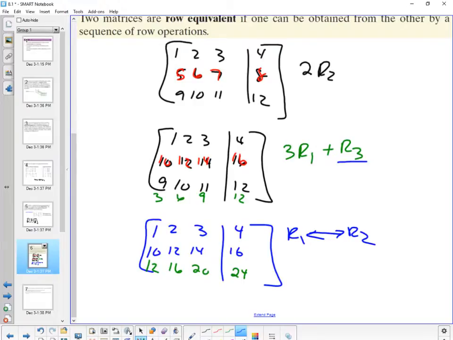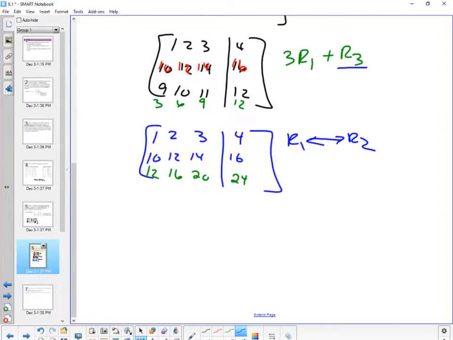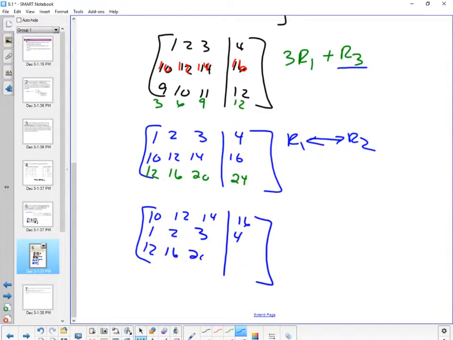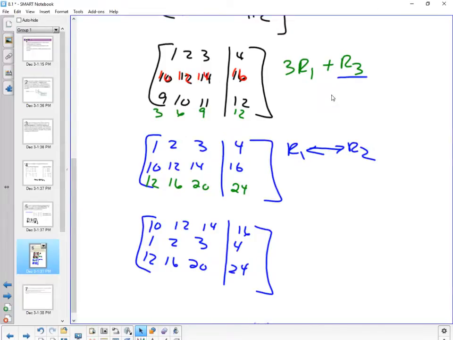I'm swapping row 1 with row 2. So my new matrix will look like this: 10, 12, 14, 16, 1, 2, 3, 4, 12, 16, 20, 24. So all I did was swap row 1 and row 2. Can you apply the 3R1 plus R3? That was on this step. So this produces this matrix.